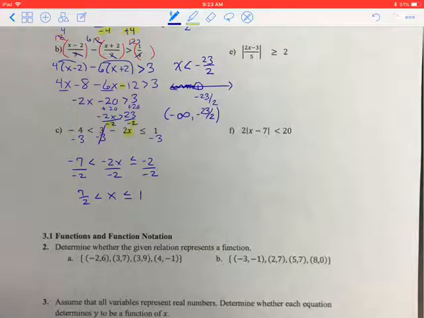Oh, did I write that backwards? I didn't flip my signs. Let me go back and do that. I said I was going to do it, and then I didn't do it. All right, so since I divided by a negative, that should be a greater than and a greater than or equal to. This is not the way we normally write this, so I'm going to flip this over. Think of this as like taking a spatula and flipping the whole thing.